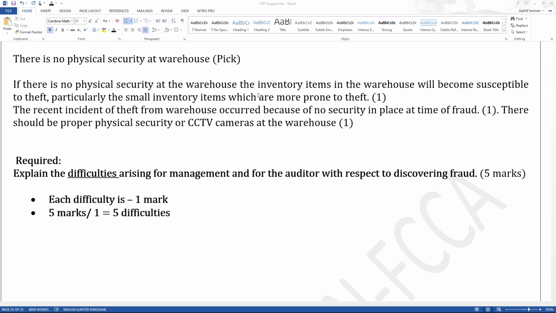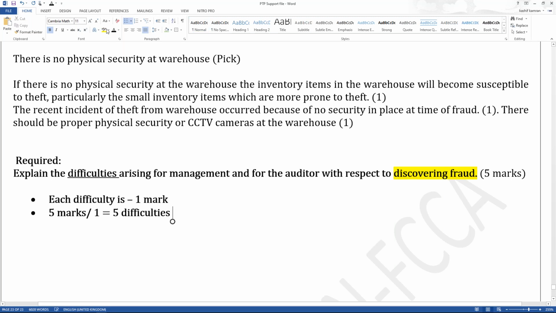Right? So let's complete this part. This part has no connection with the case, right? Do you believe this is just a journal question? The examiner is asking what difficulties, explain the difficulties arising for management and auditor with respect to discovering frauds. So what difficulties? 5 marks.